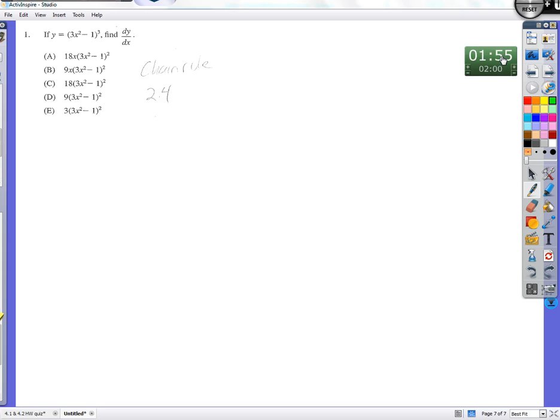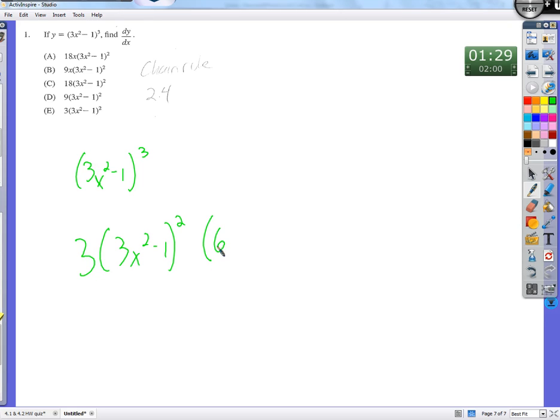Alright, so looking at this problem, we've got 3x squared minus 1 cubed. Got the inside function and the outside function. So take the derivative of the outside, what's that look like? 3 times 3x squared minus 1 to the second. Then what? Multiply by the derivative of the inside function. The inside function is 3x squared minus 1, what's the derivative of this? 2x. 6x. And then we can bring this and combine with that, we get 18x times 3x squared minus 1 squared. That's A.